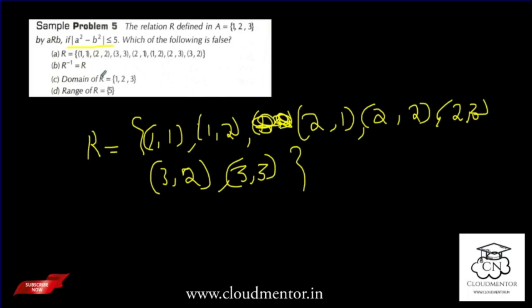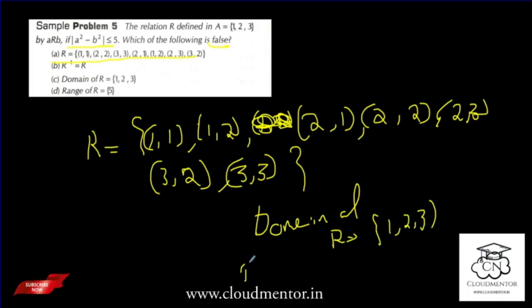Now the options here are the relations 1, 1, 2, 2, 3, 3, 2, 1, 2, 2. So first statement is right. We need to take the false statement from this. And the domain and range we can find here. Domain of R will be equal to the first elements, that is set of 1, 2 and 3. So that is the right answer, C is right.